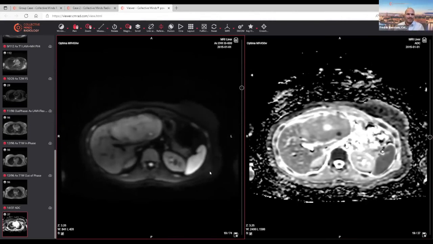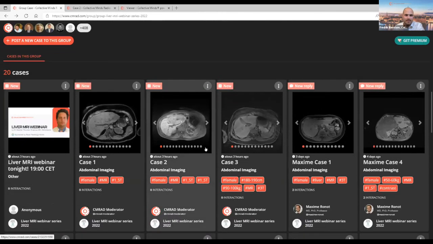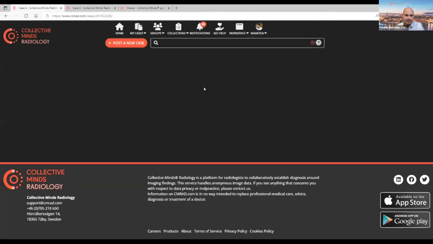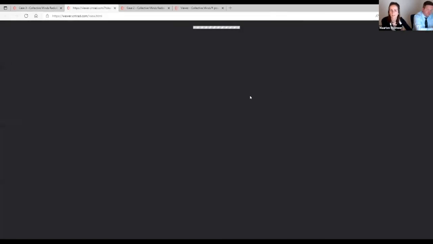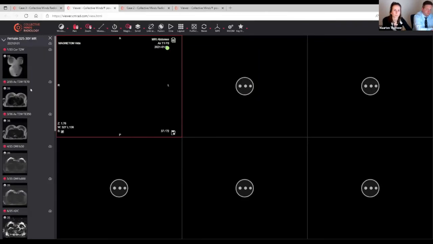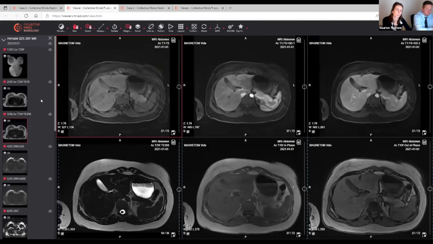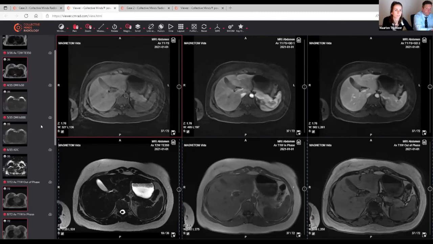Super, thank you. Okay, can we go to the last case? Still one to go? Please go ahead. Okay, so this case is a special one. The third case is a 25-year-old female, also using oral contraceptives, and this was also a sonographic finding. So again, no cirrhosis or steatosis.